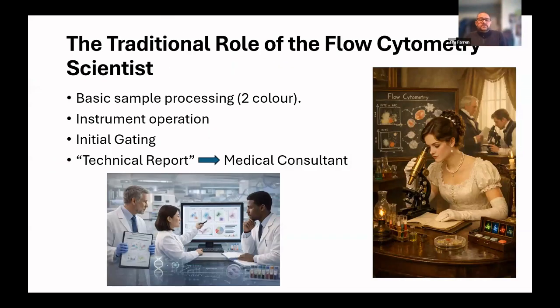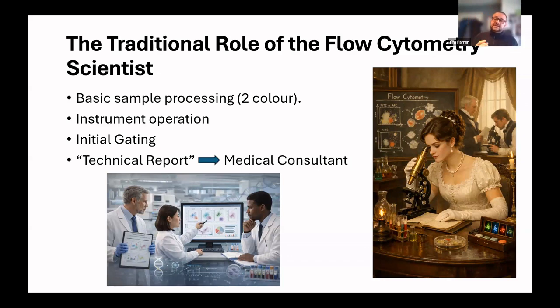So when we try to understand how the role of the scientist in flow cytometry is evolving, I think it's quite useful to briefly look at traditional models within the diagnostic laboratories. And we think historically the role was primarily technical. Scientists were responsible for preparing the samples, they'd operate the flow cytometer, set up antibody panels, and they'd do some very initial gating of populations. And the output of this process was typically a very technical report just describing the immunophenotypic findings.